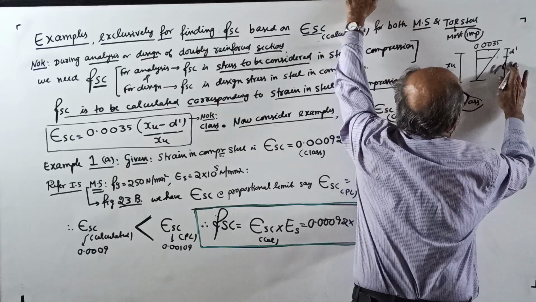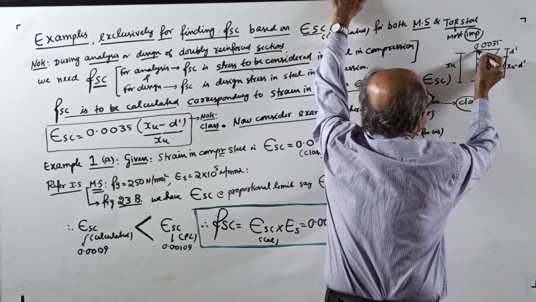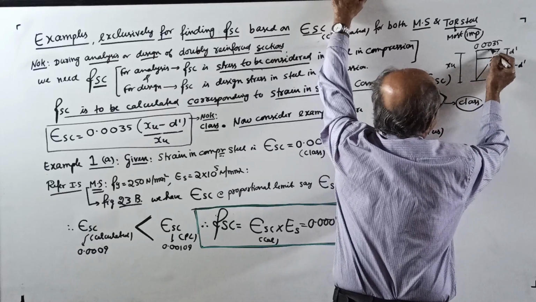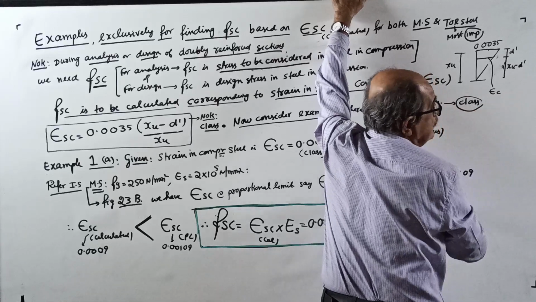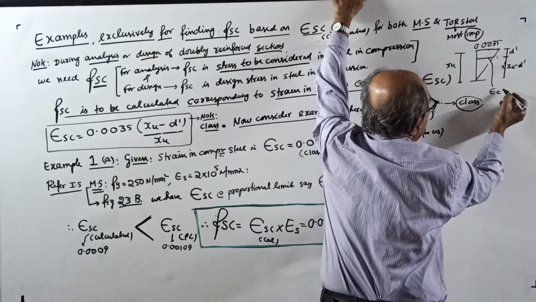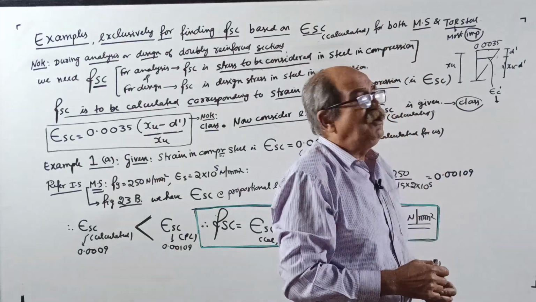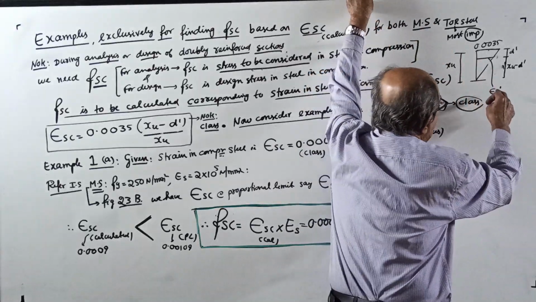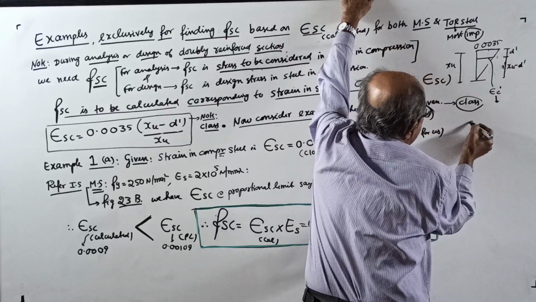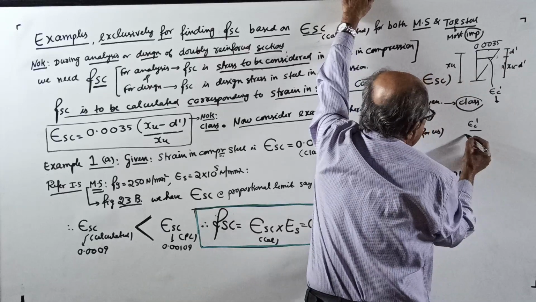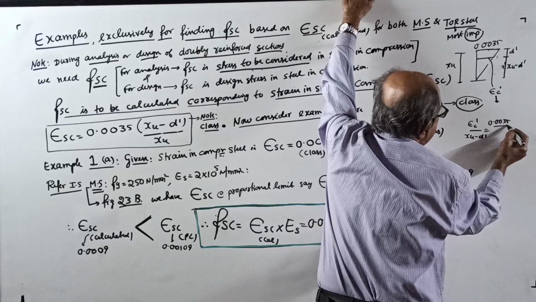D dash, if not visible I write here. It is small because it is D dash. Now, this is the strain diagram for concrete. This is compressive strain in concrete. This also is the strain in concrete at the level of centroid of steel. I will call it epsilon C dash. You write here: this is strain in concrete at the level of centroid of compression steel, because this is a strain diagram for concrete. Now, similar triangles will give you epsilon C dash divided by XU minus D dash equal to 0.0035 divided by XU.